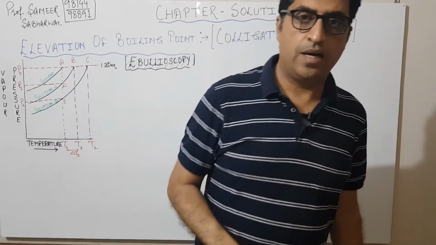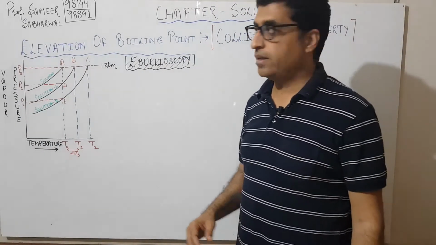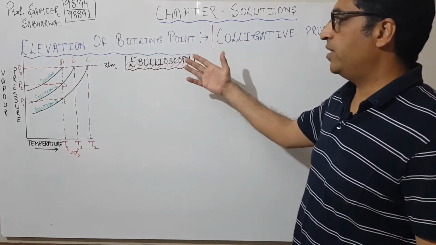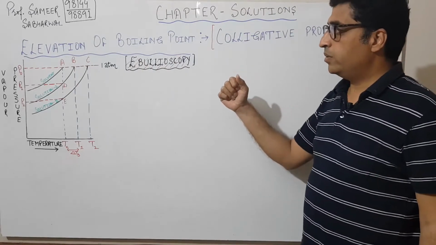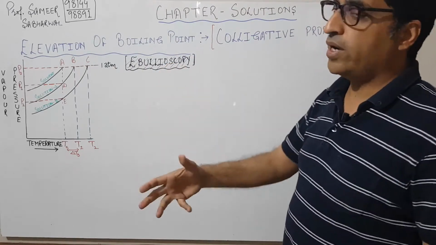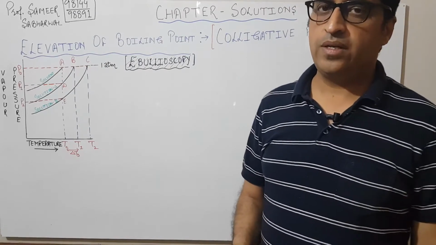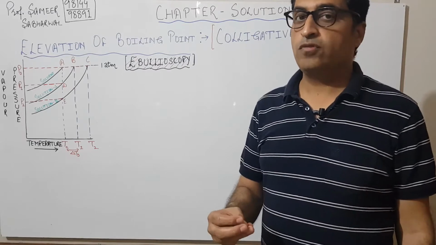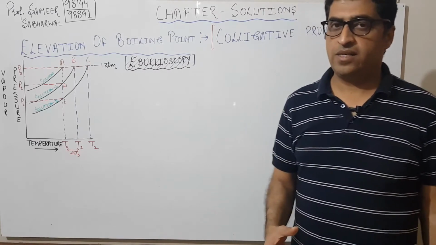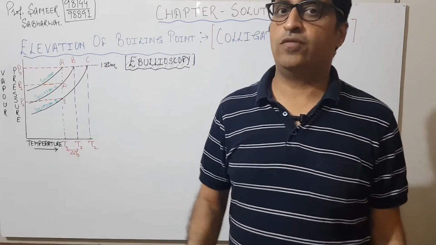Hello students, today I'm going to discuss a very important topic that is elevation of boiling point, which is coming under chapter solution. So this elevation of boiling point is basically a colligative property. Colligative property means a property which depends upon the number of moles of solute particles, and that property is independent of the nature of the solute particle.